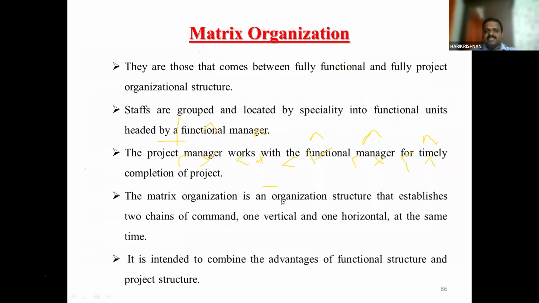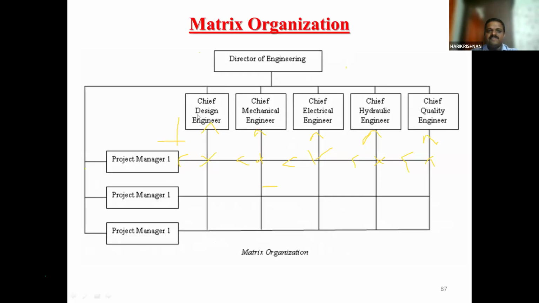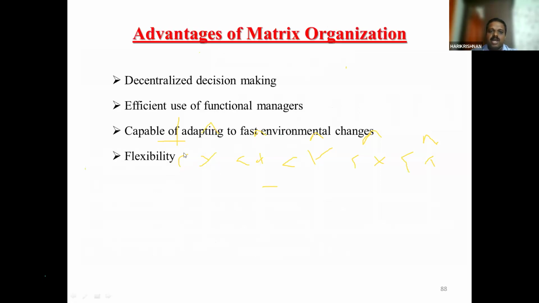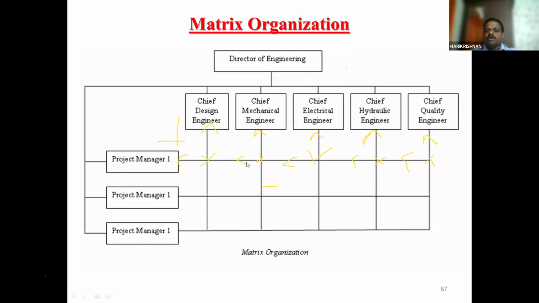So the matrix organization is an organized structure that establishes two chains of command, one vertical and one horizontal, at the same time. Okay, so you may see over here, you have to be responsible to the chief design engineer as well as the project manager engineer. Similarly, when it comes to the mechanical engineer, he is responsible to the chief mechanical engineer. There will be commands from the chief mechanical engineer, and also commands from the project manager.